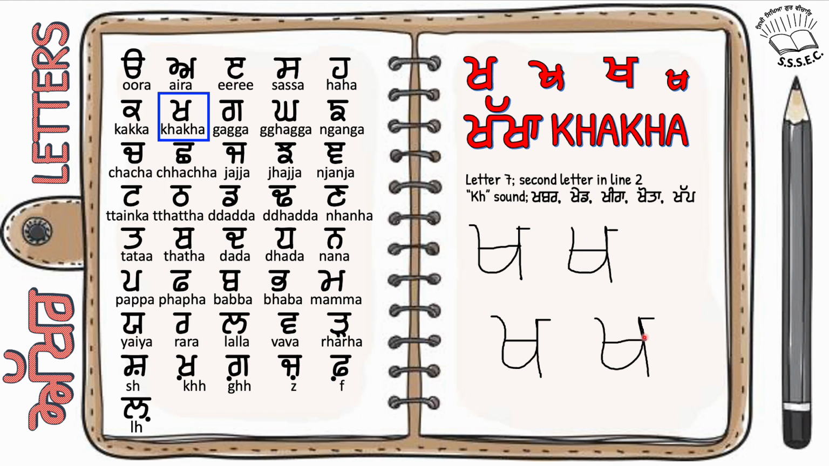Alright. And some words beginning with the letter khakha. Khabar means news. Khed means a game. Kheera is a cucumber. Khota means a donkey. It can also be used as an insult, but it's used to refer to the animal donkey. And khapp means noise. So when something's noisy and annoying you, khapp.